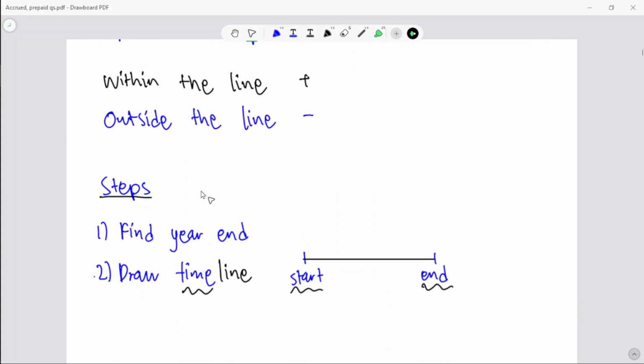Within the line, I plus. Outside the line, I minus. The steps will be: first step, find the year end, then the timeline. Time will be the start and end. Now let's do the first question.